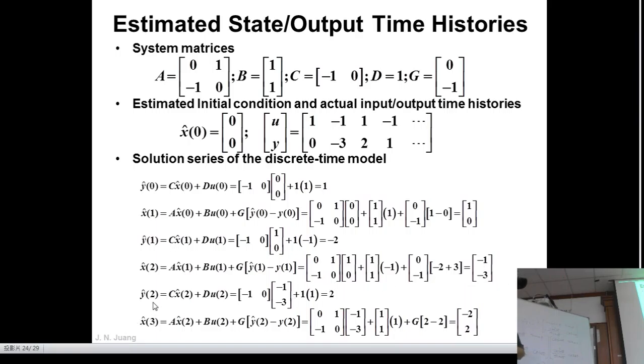How about your Y hat 2? Y hat 2 is Cx2 plus Du2, and then that's u2. The Y hat 2 equals 2, that's the same as this one, 2 here. So after the second step, you get exactly the same state and exactly the same output. Your estimate state and your estimate output are identical to your true state and your true Y. Don't you think that's magic?